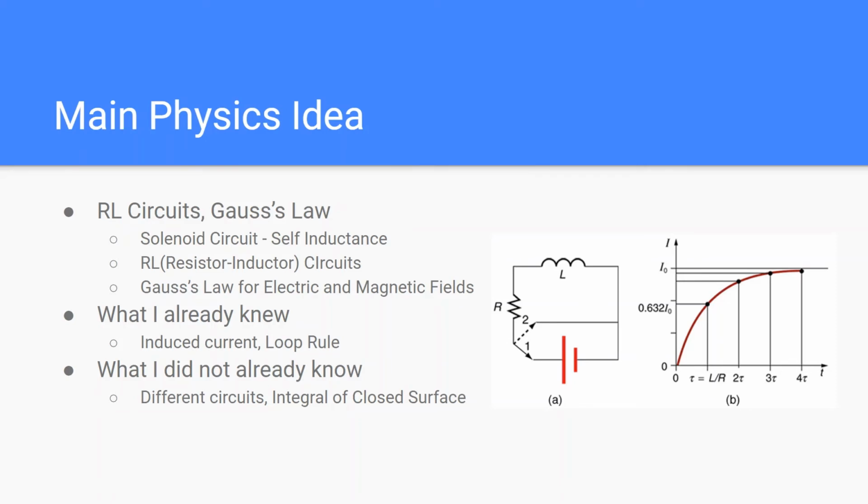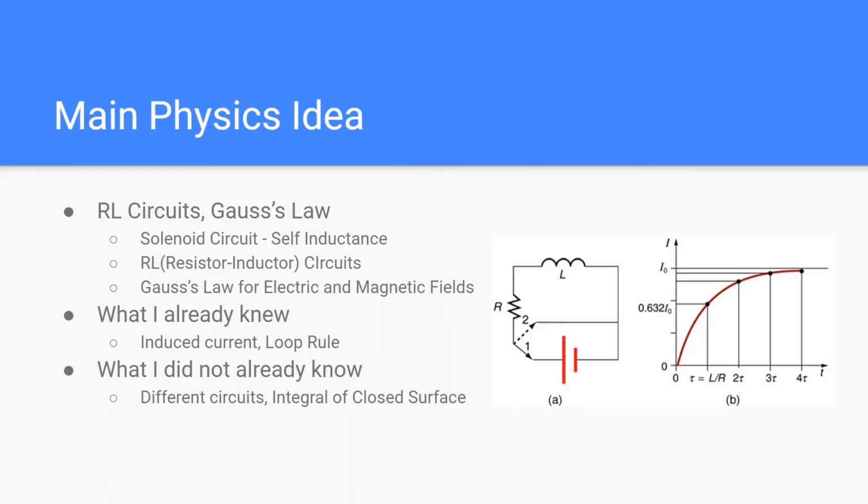What I did not already know was that through the evaluation of different circuits, like the solenoid circuit and the resistor-inductor circuit, we can find different rules, and that the integral over a closed surface is used to represent the symbol for Gauss's law, which is an integral symbol with a circle in the middle.